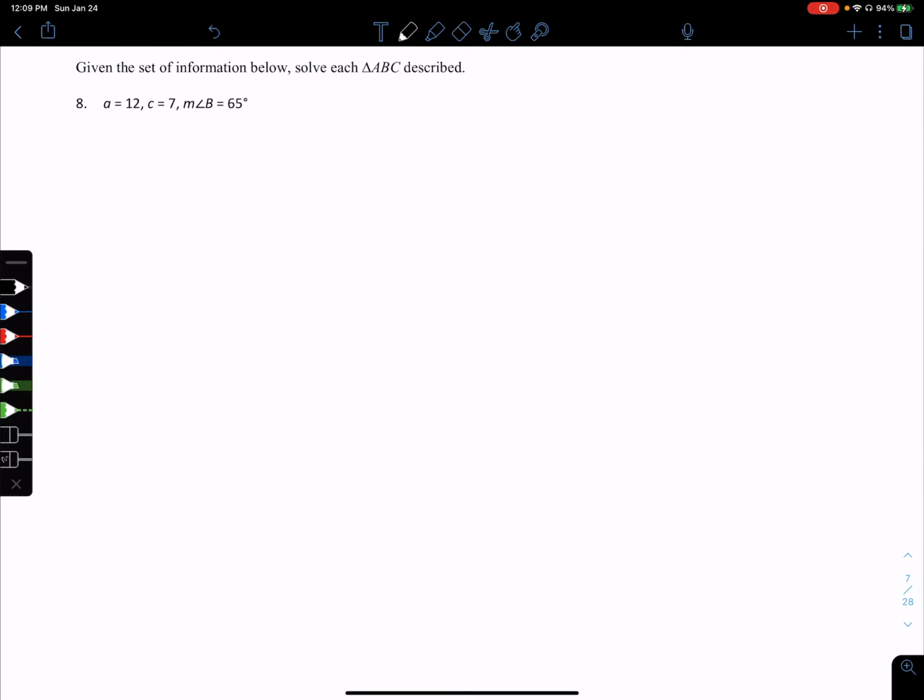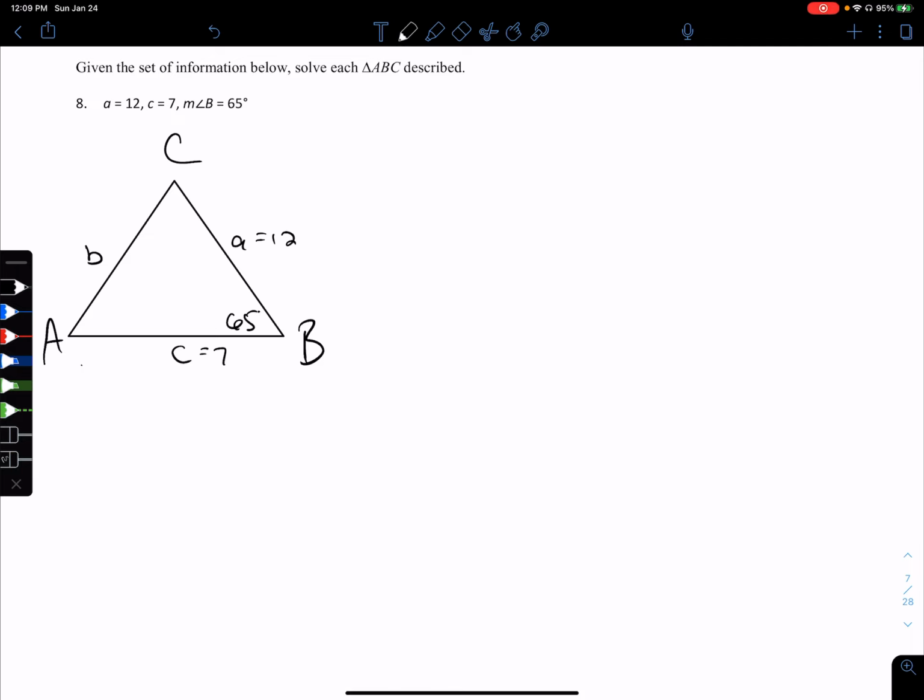AP Calculus, Notes 9.1. We are doing an example of solving a triangle that's oblique. First thing we want to do is draw a random triangle ABC, label the angles A, B, and C, and label the sides opposite those angles with the same letters but lowercase. We're told that side a is 12, side c is 7, and angle B is 65.